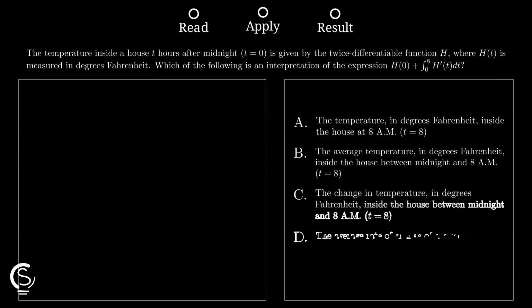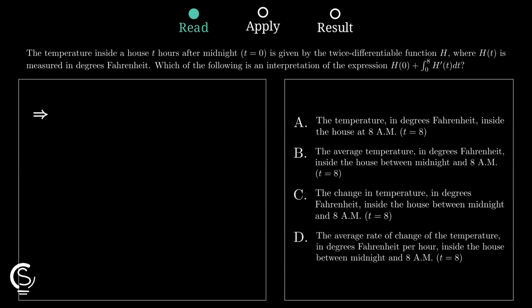First, look at the integral of the derivative from 0 to 8. According to the net change theorem, this integral represents the total change in temperature over that specific time interval.